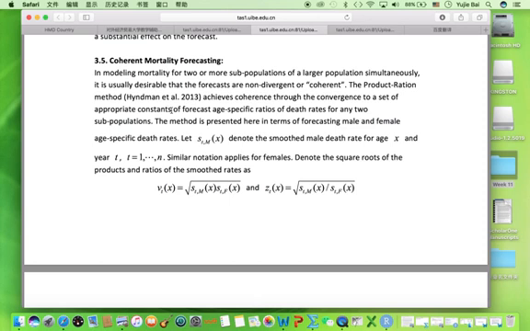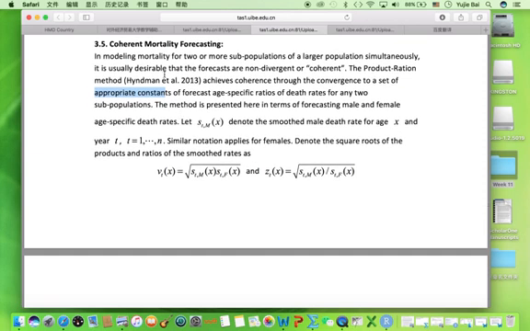So this method requires the product and the ratio of the death rates, and lets the product and the ratio converge to a set of appropriate constants. So this method requires the product and the ratio of the mortality rates for male and female. And this method is for forecasting male and female age-specific death rates. Age-specific death rate means that the death rate only depends on age.